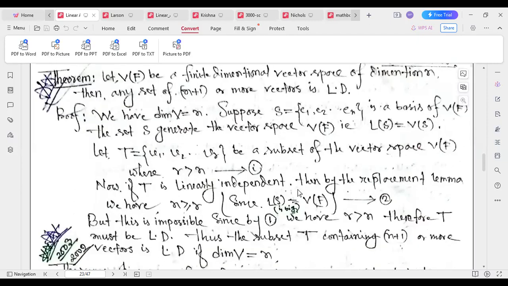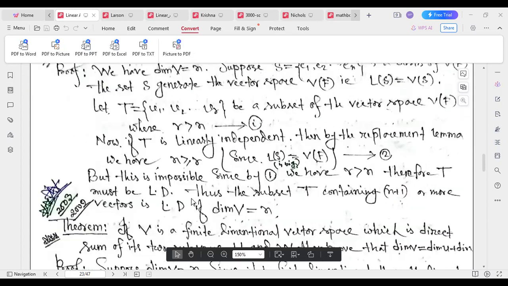If T is linearly independent, then by the replacement lemma we also have that n is greater than or equal to r, since the linear combination of S is bigger than the vector space. But this is impossible, since by equation 1 we get r greater than n. Therefore T must be linearly dependent. Thus the set T containing n plus 1 or more vectors is linearly dependent.